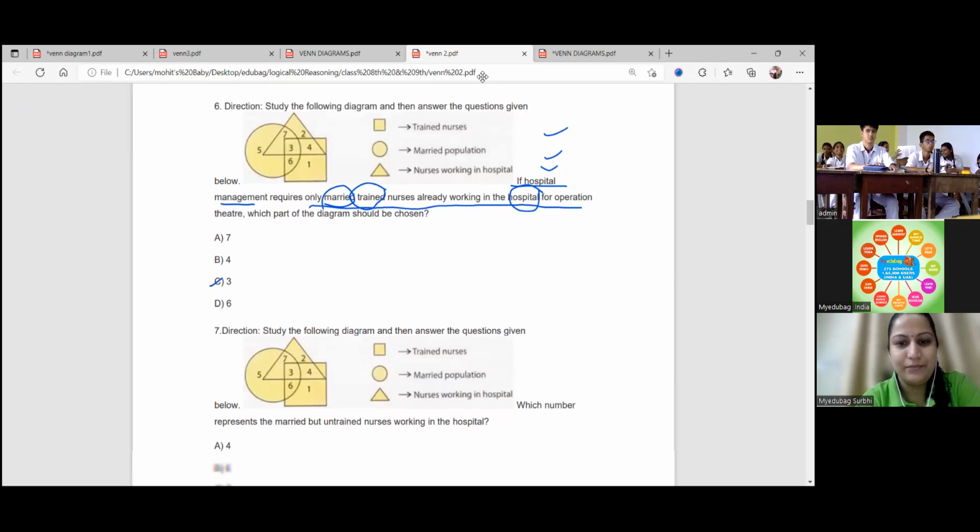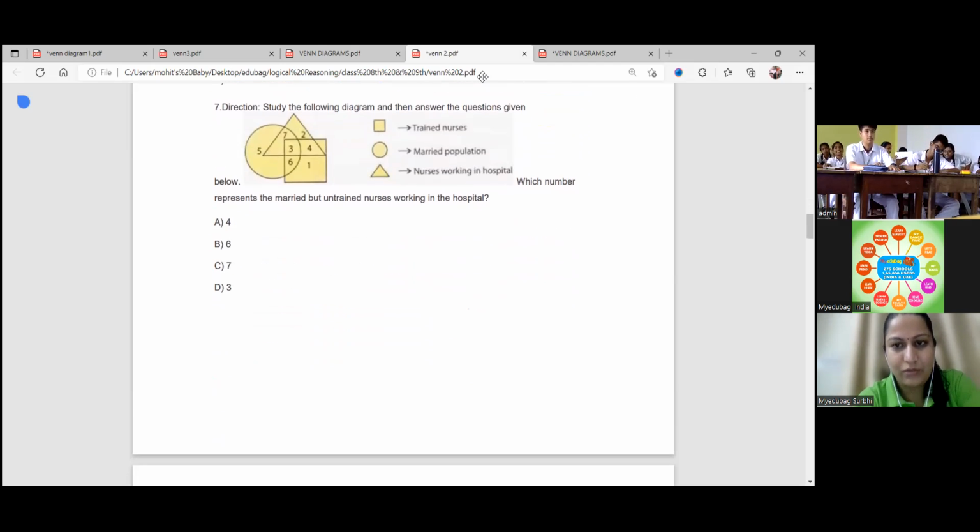Okay. Which number represents the married but untrained nurses working in the hospital? Married but untrained in the hospital. C. Yeah, it is C.